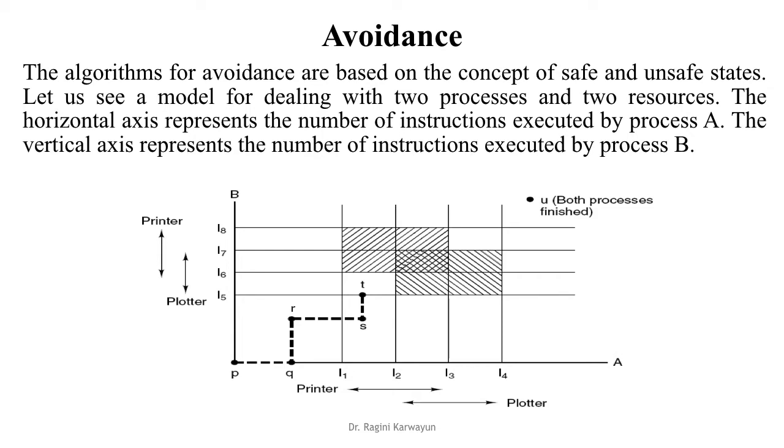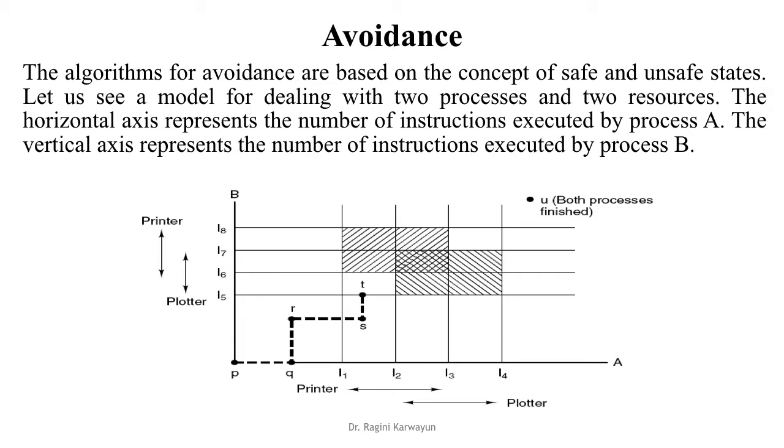Now at point S it is the turn of B. So B will start executing, the line will go upwards up to T. Now at point T, this is the point where the operating system needs to make a decision: at point T B is asking for plotter. If plotter is allocated to B, what will happen? B will start executing and the line will move upwards from T. Now at the point where this line meets I6, B will request for printer. Now printer is not free, it was already allocated to A, so B cannot proceed further.